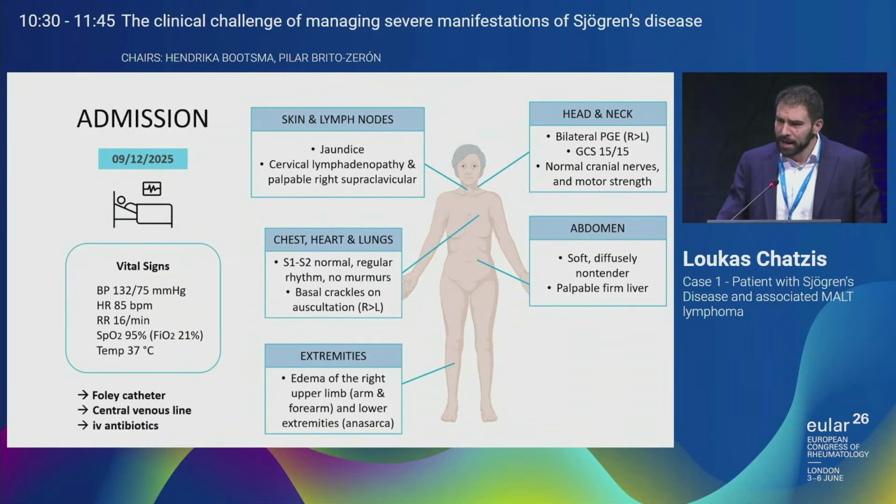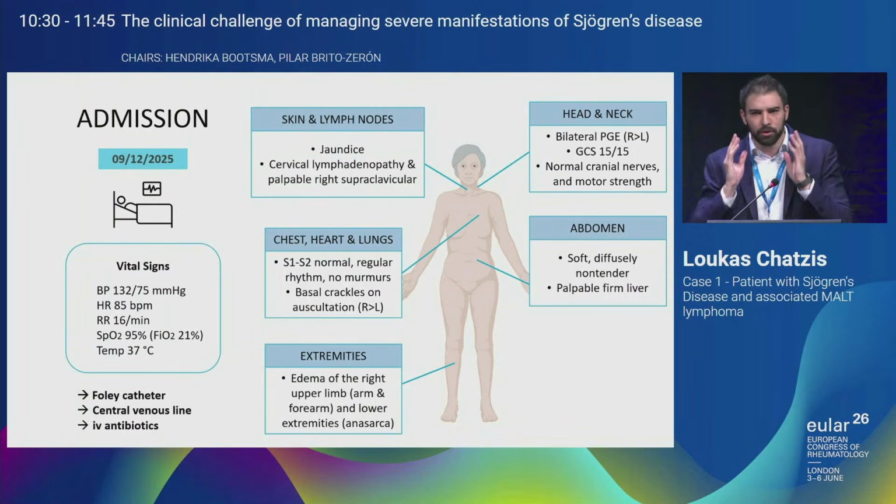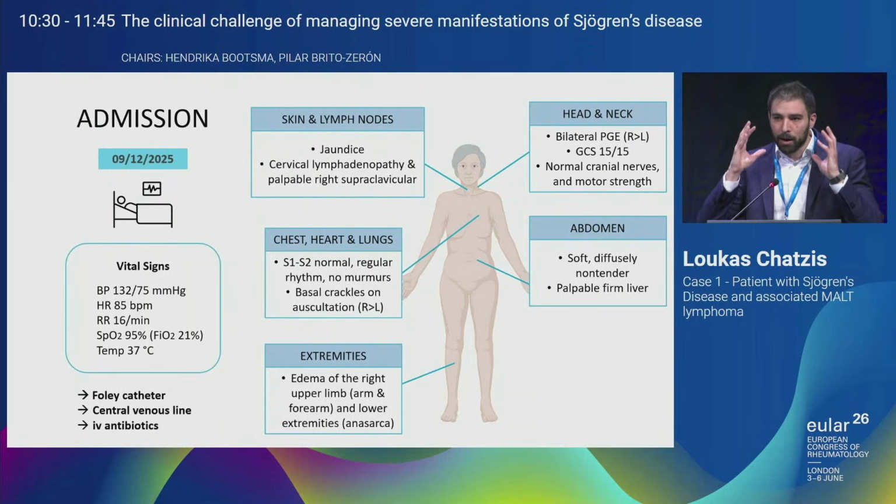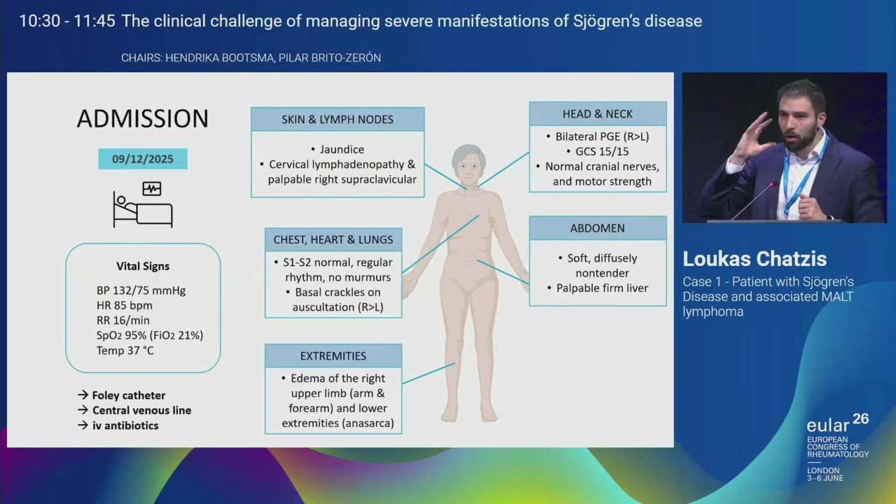On admission, the patient did not appear very well. She had cervical lymphadenopathy, measuring approximately 2 to 3 centimeters, that was enlarged from the last visit. It was also present in the right supraclavicular region, which was not present before. There was bilateral parotid gland enlargement, more prominent on the right side and more prominent than ever.